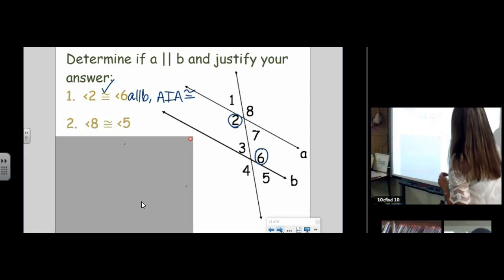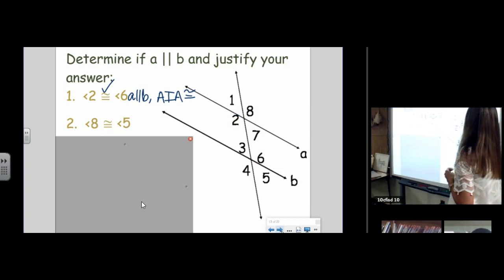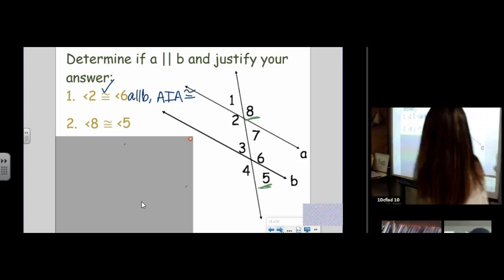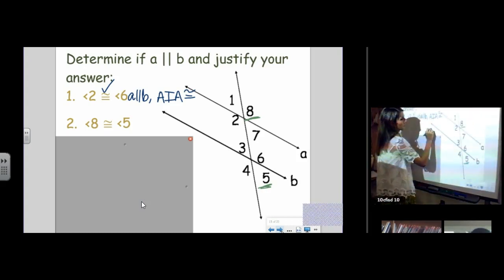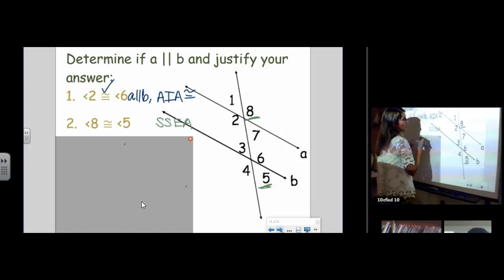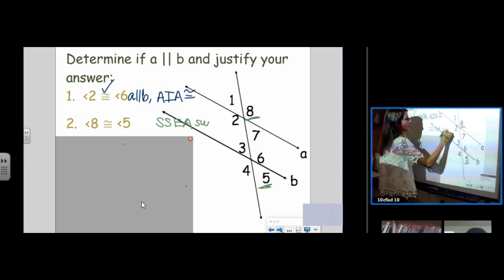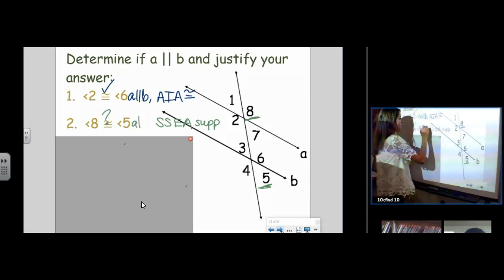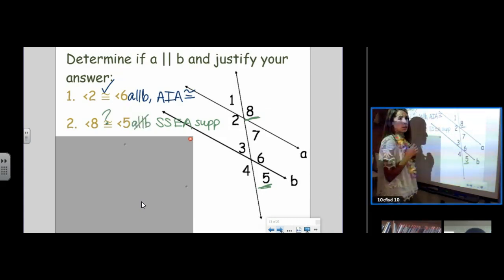8 is congruent to 5. Okay, 8 and 5, vocab word. Same side exterior angles. They're supposed to be supplementary. Oh no, they're not doing what they're supposed to do. So A would not be parallel to B.